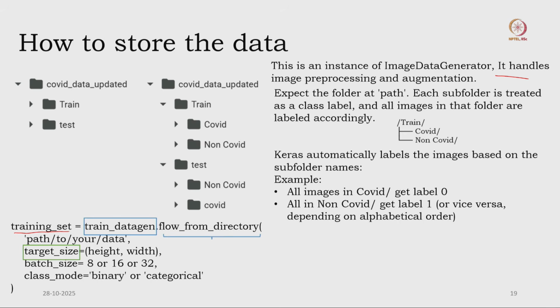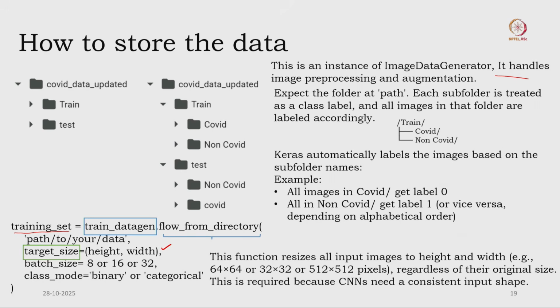We have something called target size. What is a target size? Now, when you collect the data, maybe some images will be of one dimension and other images will be of a different dimension. But a model expects all the images to be of the same size. So, here we are defining what should be the target size, the width and the height. Target size can be either 64 cross 64, or 32 cross 32, or 512 cross 512. What is the target size that you want to fix?